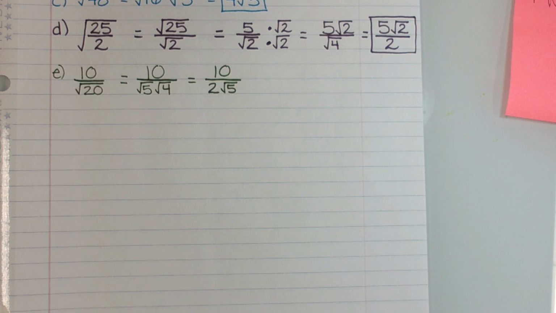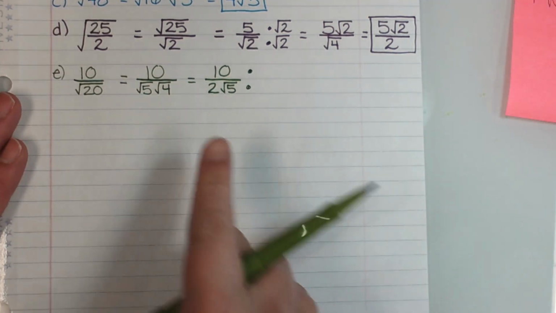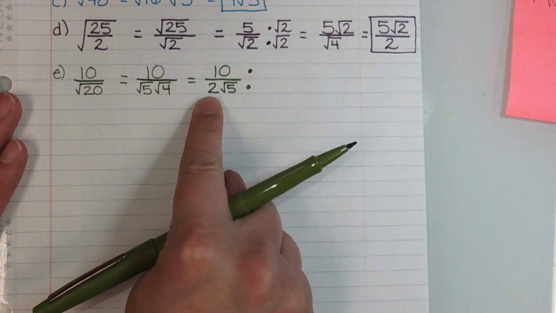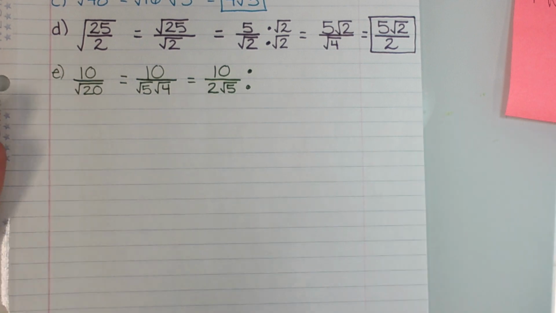Kate, what would you like me to do next? Get rid of the square root. How? Times it by itself. Do I have to multiply the 2 with, or is just the square root of 5 enough? Okay. The square root of 5 is enough.